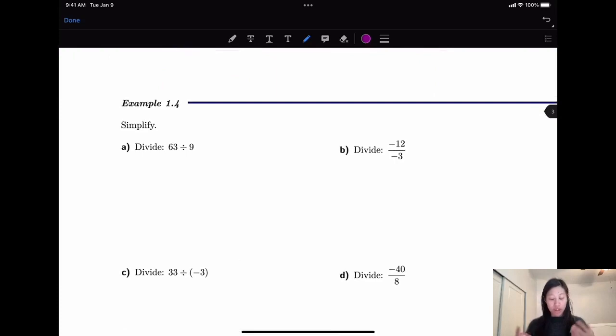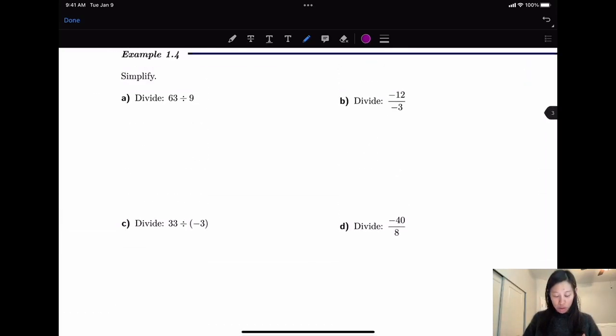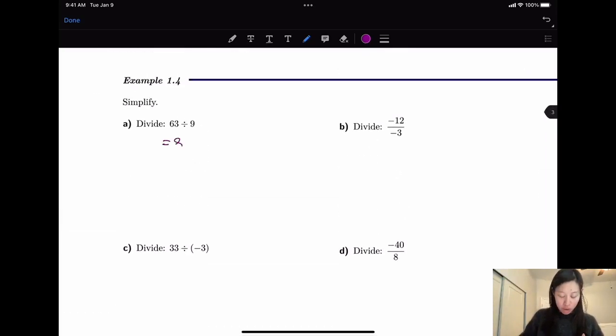Now next, for division, it's the same. When it comes to division, we have 63 divided by 9, and since they're both positive, your answer should also be a positive number, which is 8. Oh, I'm sorry, 7. I got this wrong. Sorry about that.